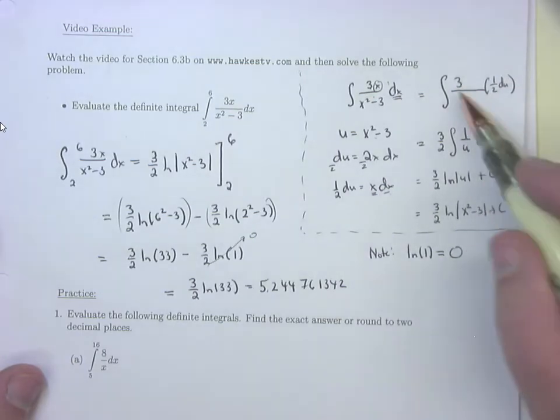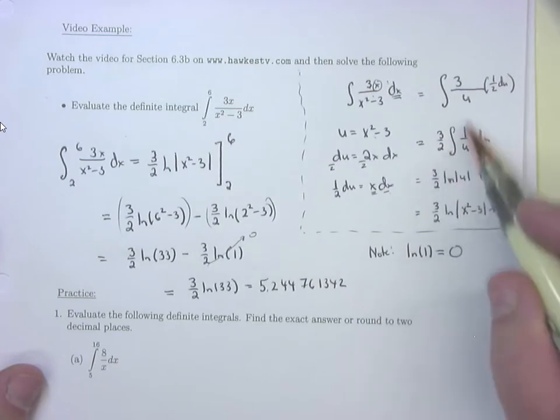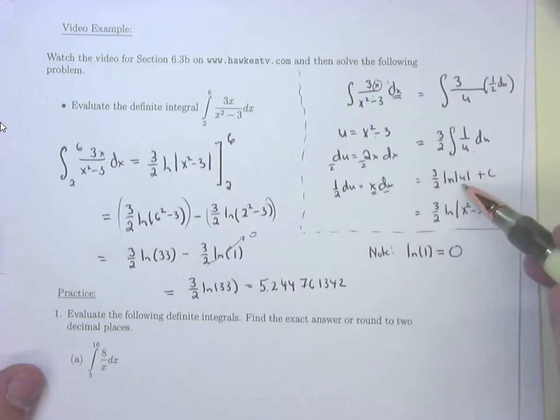So then I put my constants together. 3 times 1/2 is 3/2. The constant goes out front. So this becomes 3/2 integral of 1 over u du. I integrate it. 3/2 natural log of the absolute value of u plus c. And then I back substitute. 3/2 natural log of x squared minus 3 plus c.